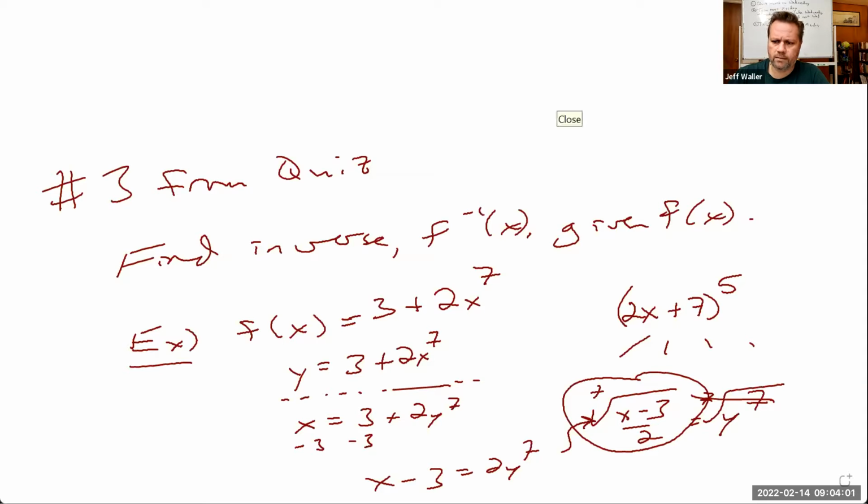Okay. That's the most important thing, not how to do any specific problem, but how to attack any problem that is like that.